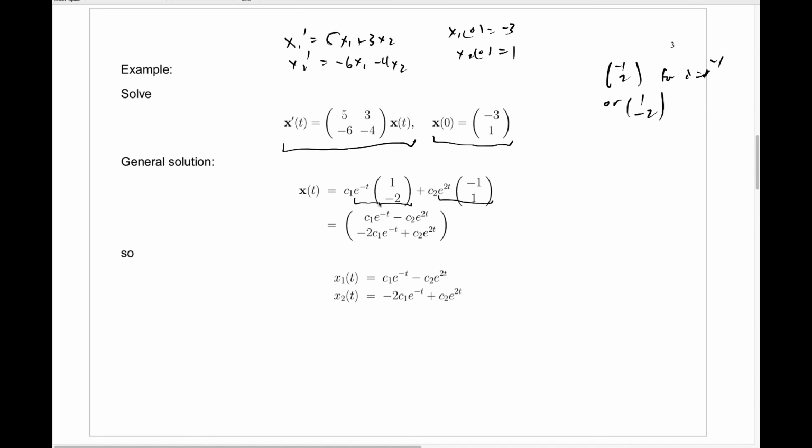Any linear combination will still be a solution, and in fact the general solution will be the set of all linear combinations. So the set of linear combinations of these two solutions looks like C1 times the first plus C2 times the second. And when I write that out component-wise, I get in the first component C1 e to the minus t minus C2 e to the 2t, and in the second component minus 2C1 e to the minus t plus C2 e to the 2t. And that first component is what we're calling x1 of t, and the second is x2 of t.